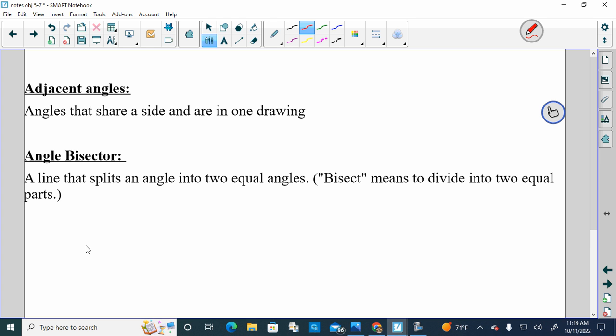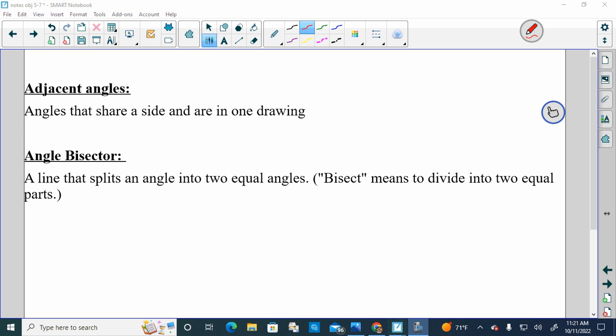Okay. So adjacent angles is the vocab. So angles that share a side and are in one drawing. So I'll have a little sketch for you to add in just a minute after you're done writing it. And then angle bisector, a line that splits an angle into two equal angles. So we had the midpoint, that split a line in half because it was in the middle. And then bisector means it splits it in half, bi meaning two. Keep writing. I'm just going to talk about, and you'll add these little small sketches.